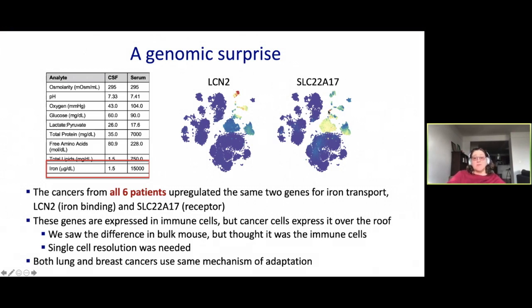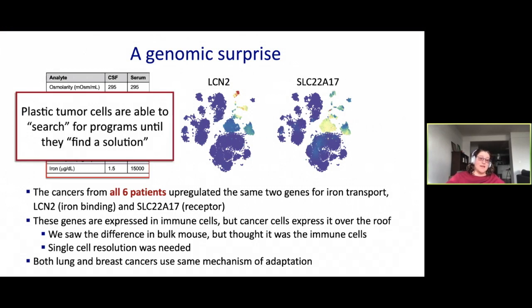Now, if we would have just looked at bulk, we would have thought that this came only from the immune cells, because these are actually binding and receptor genes and proteins that typically are expressed only in immune cells. But here, because these tumor cells had the plasticity to access new programs, they could find the solution, the adaptation to survive in this environment, and find the program that they needed to really survive in this very, very harsh environment.